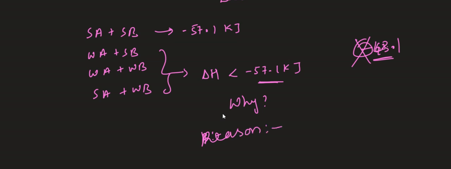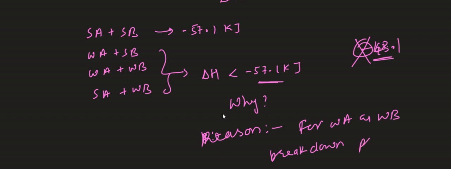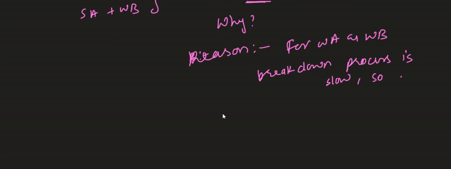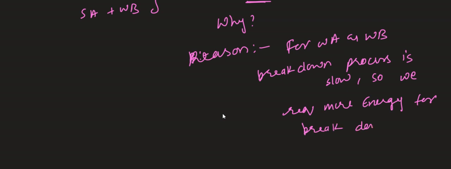The reason is that for a weak acid and weak base, the breakdown process is slow. The breakdown process, which is nothing but dissociation, is slow. So we require more energy for the breakdown. So from where is it getting this more energy?